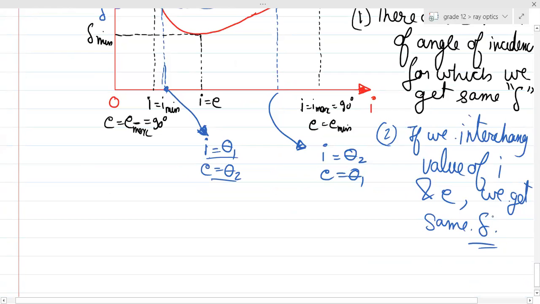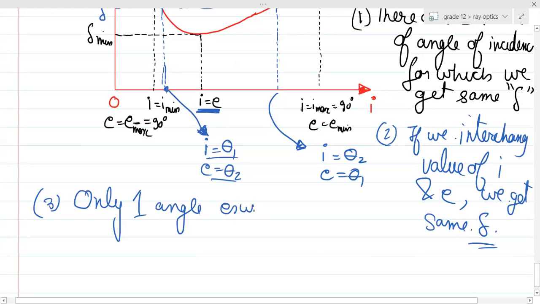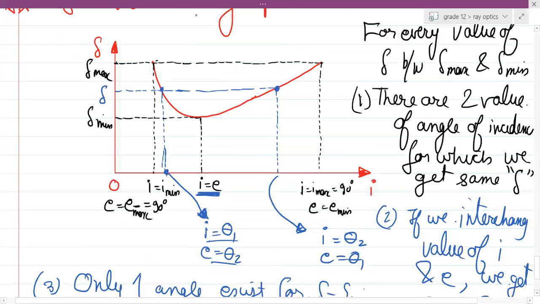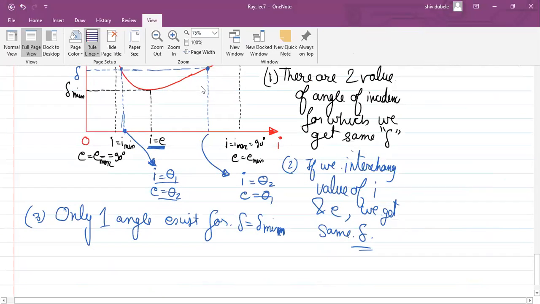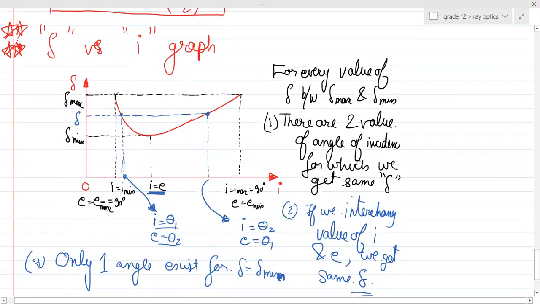And can you see, guys, there is only one angle at which the deviation is minimum. The third point you can write for this as well: only one angle exists for delta to be minimum. Is this clear? Please write. And give me 2 minutes, I'll be back.